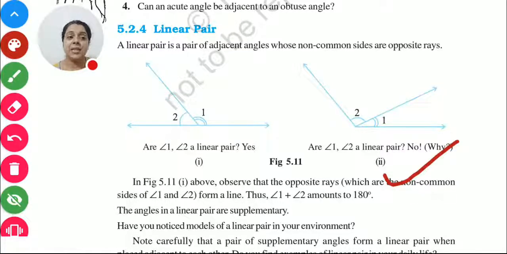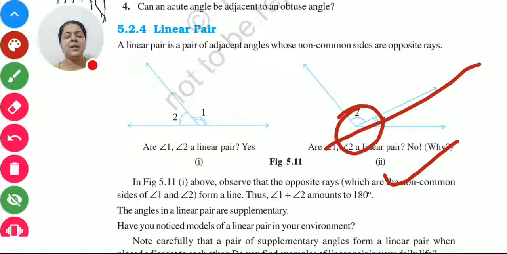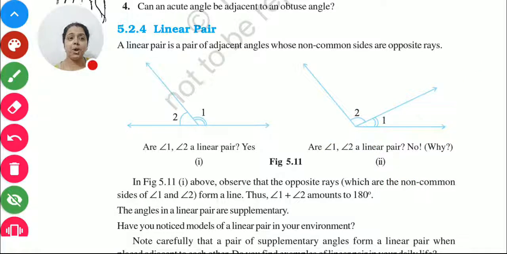Linear pair. Are they a linear pair or not? First, we have to check that it is an adjacent line, right? So we find common and common. Arm is common, vertex is common. Arm and vertex, both of them are common here. Now, we have to check exactly the non-common lines. Remember, the non-common sides, the non-common arms. This is the common arm, right? The non-common arms are this and this.